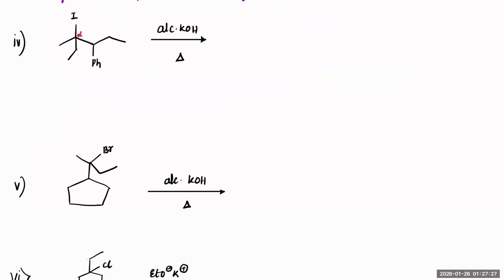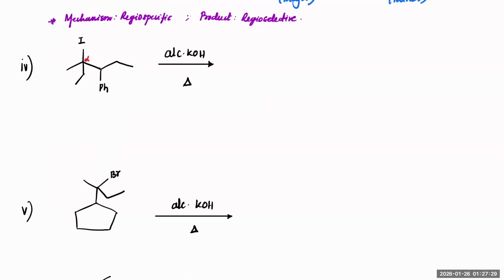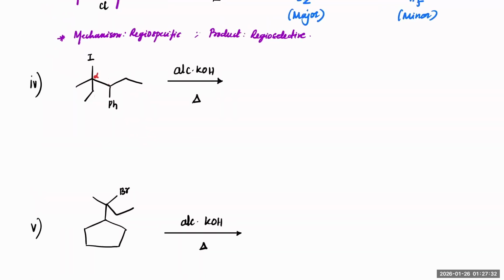Next one, if you compare alcoholic KOH, see alpha position here, this is beta, beta, and beta. There are three types of beta in this case. So if you write the products, first one, I can make a double bond on this side. Alpha, beta, yeah. So now there is no iodine there. So I'll write it like this.